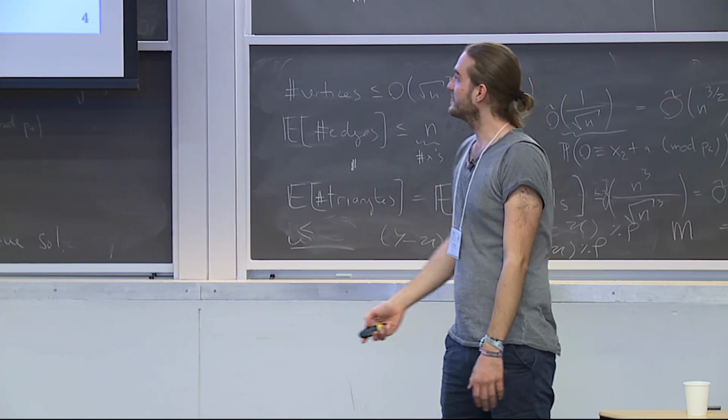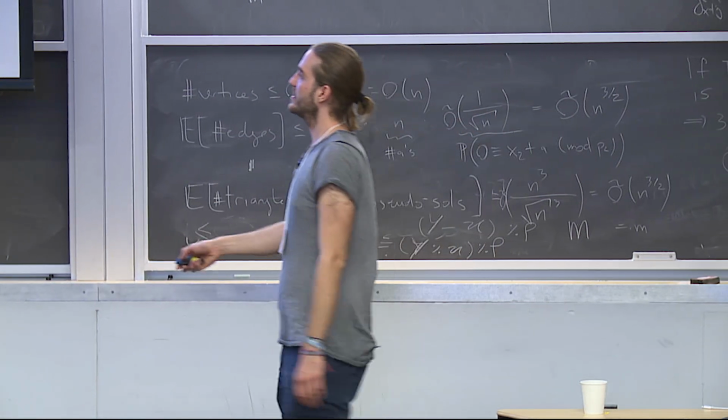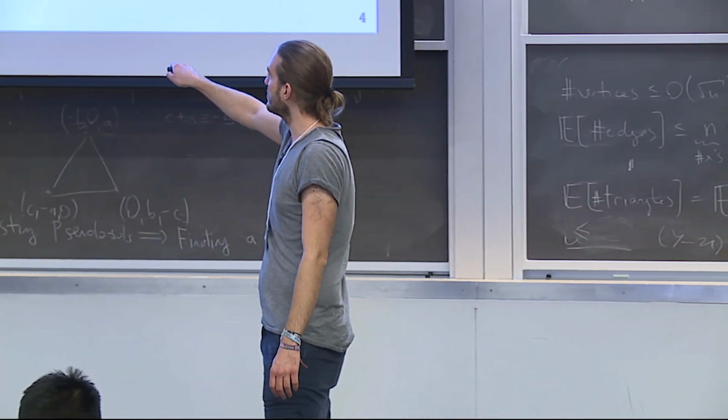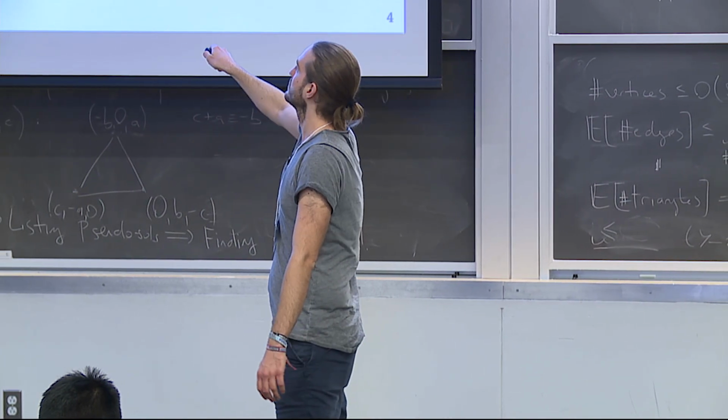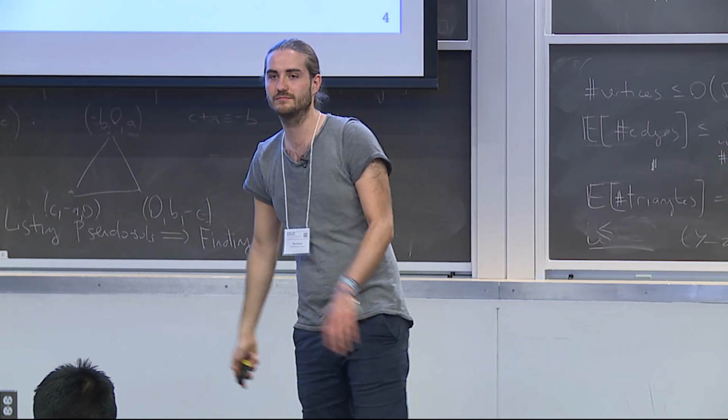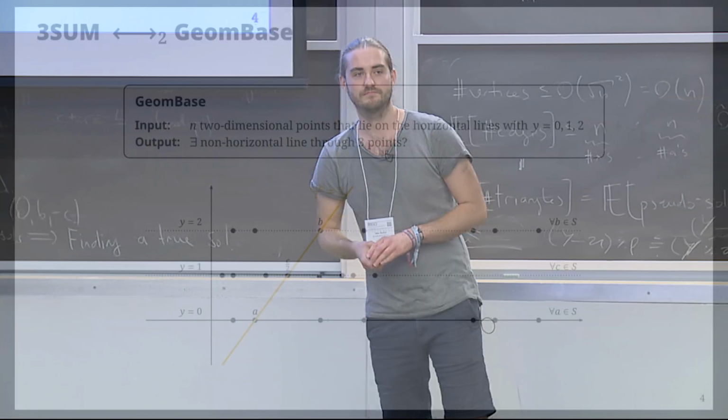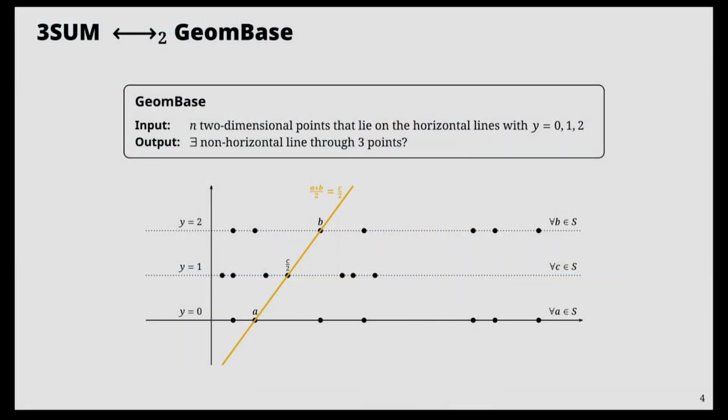Now if there's a line through 3 points, then the point in the middle must be the arithmetic mean of the other 2 points. So A plus B half is C half. Equivalently, A plus B is equal to C. Very easy, right?